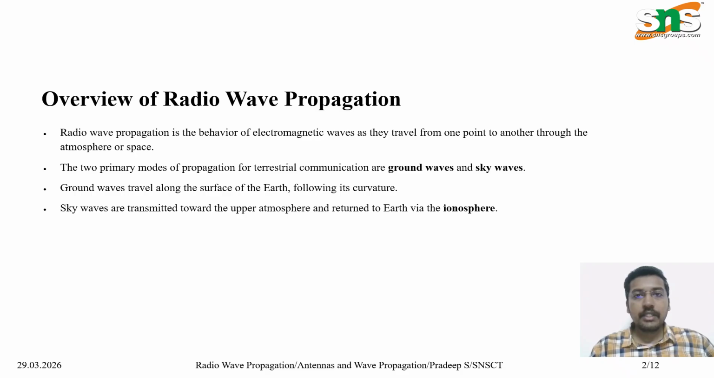For terrestrial communication, there are two main modes, ground wave propagation and sky wave propagation. Ground wave propagation moves along the surface of the Earth following its curvature, while the sky waves are transmitted upward and then bent back to Earth by the ionosphere. These two modes form the basis of most wireless communication systems.